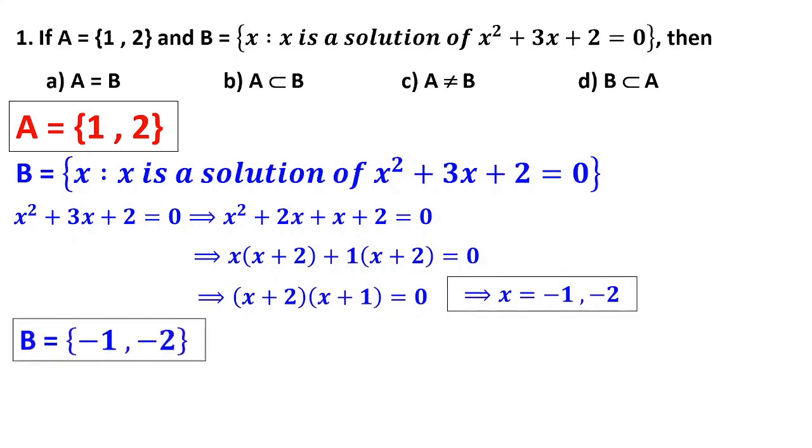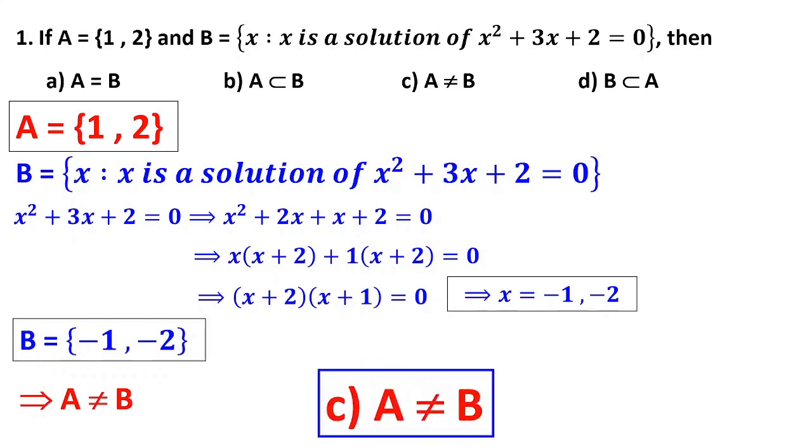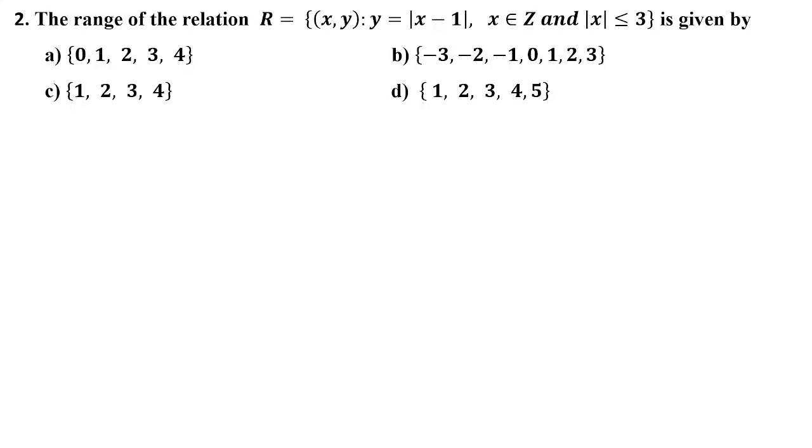Now let us compare these two sets A and B. They are not equal and one is not a subset of the other. Therefore, the option is C: A is not equal to B. They are not equal sets. Go to question number 2.